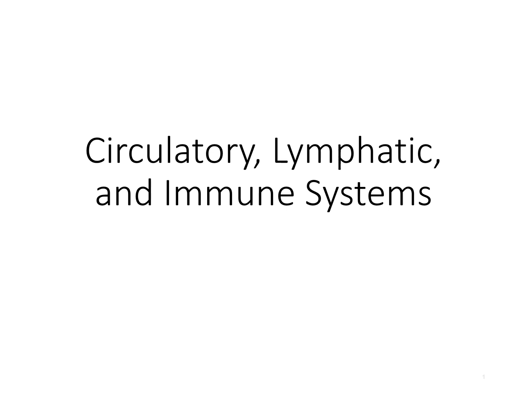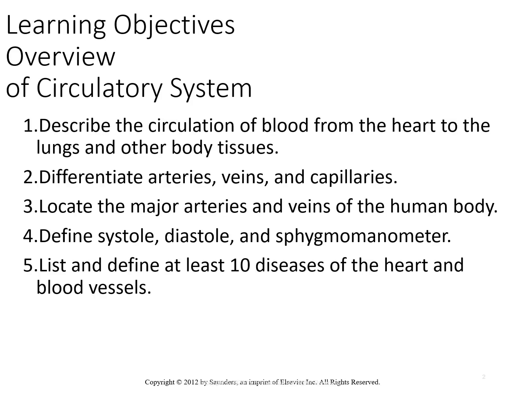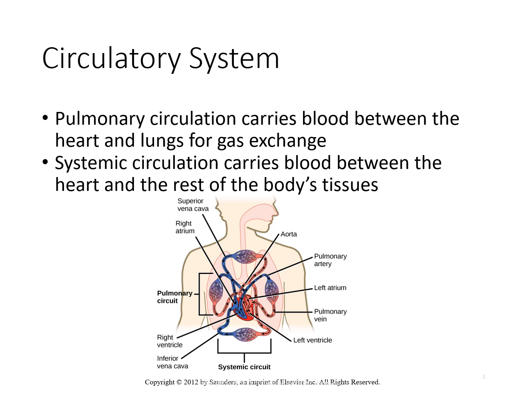Circulatory, lymphatic, and immune systems. The circulatory system: circulation occurs in two large loops, the pulmonary circulation and the systemic circulation. The pulmonary circulation carries blood between the heart and the lungs for gas exchange, whereas the systemic circulation carries blood between the heart and the rest of the body tissues.